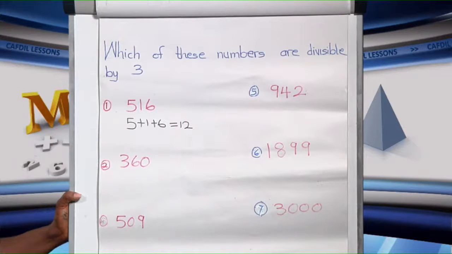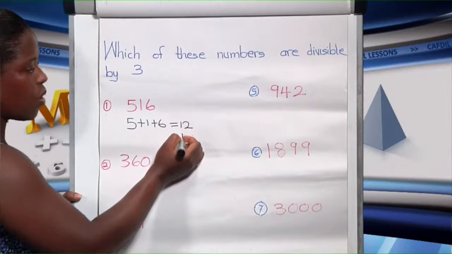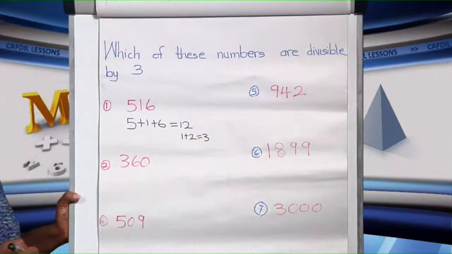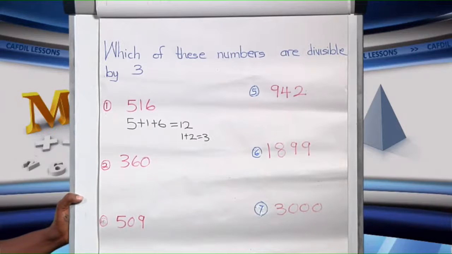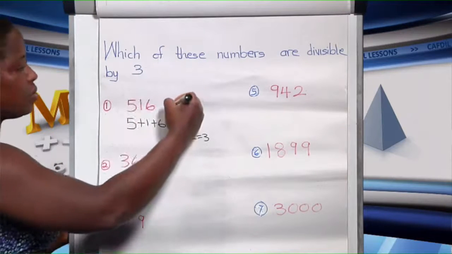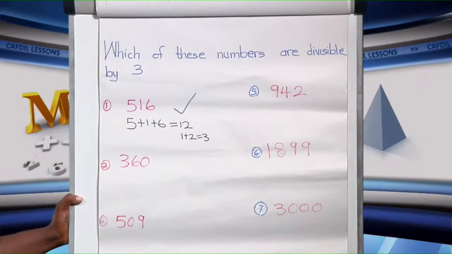And still, if you can't determine it, keep adding the digits. So let's add 1 and then 2. 1 plus 2 will give us 3. 3 is a multiple of 3. Therefore, the number 516 is divisible by 3. I have marked it. It is divisible by 3.